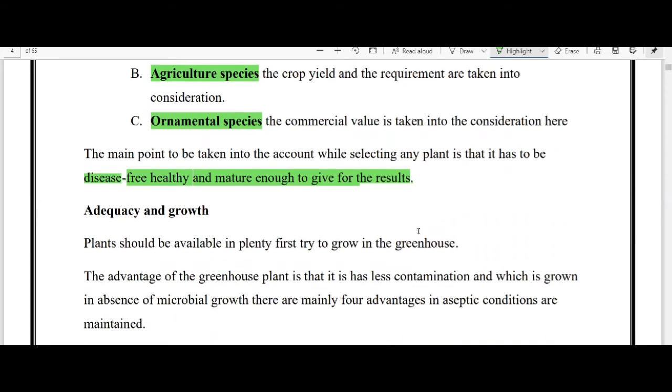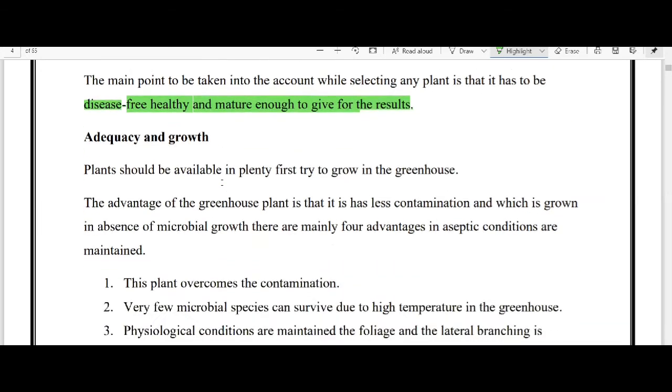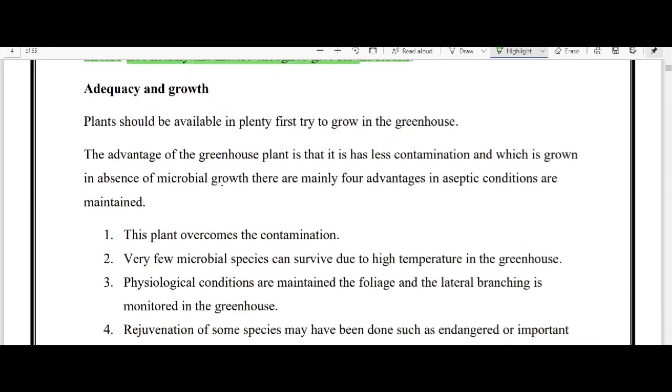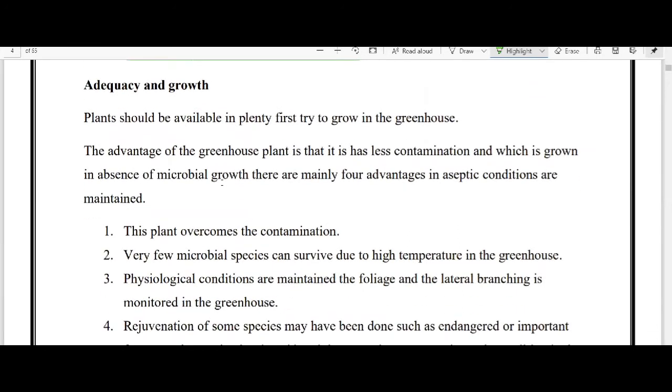So the plant can be of any type. It should be disease free and mature enough to give a good culture. Now, plants should be available in plenty first. What are the things we should keep in mind before doing plant tissue culture?